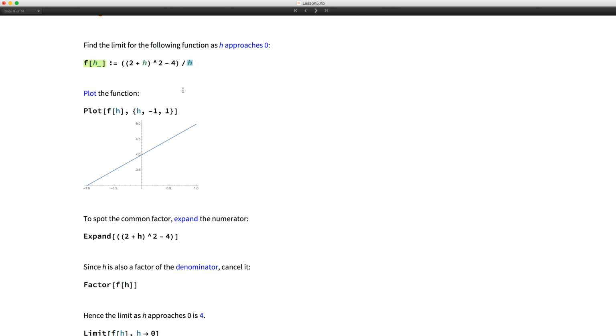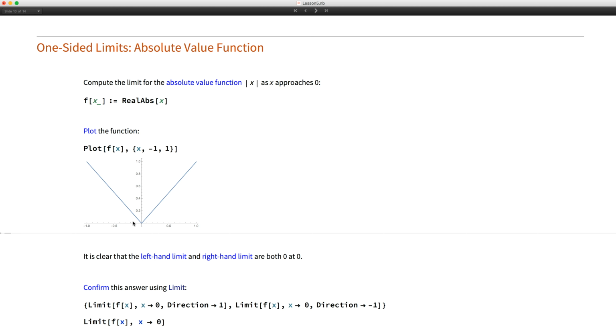Okay, next, how about things like the absolute value function? So here's the absolute value function. If I plot it, it's kind of got a V shape. And when you are at 0 over here, then it's clear that the limit is 0, whether you approach from the left or the right.